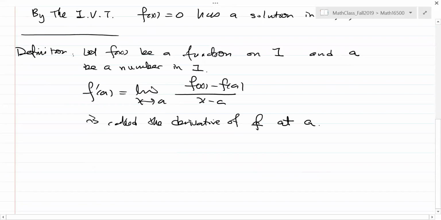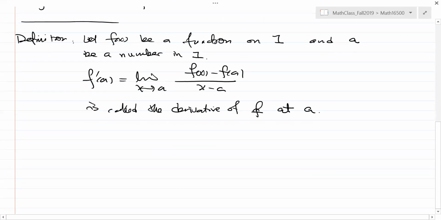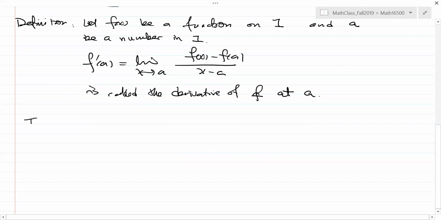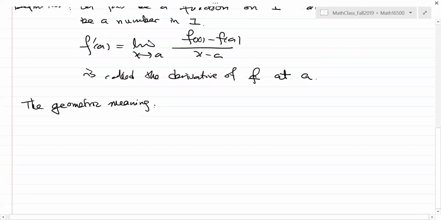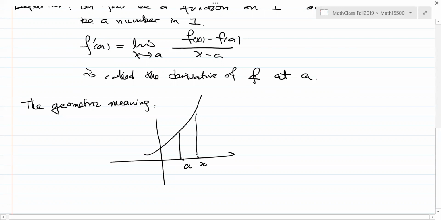Now, what's the meaning of the derivative? The geometric meaning of the derivative is the slope of the tangent line at this point. So here's a picture, right? This is a, and this is an arbitrary x nearby a. So look at this secant line. This is P, that's Q.